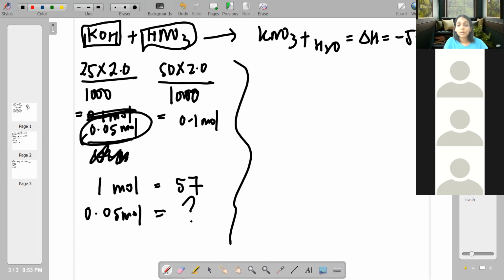And Arif, either one of you answer, teacher. If 1 mole is 57, 0.05 mole is what? What must you do here? Cikgu, bagi 2 ke? We don't bahagi 2, tapi kita darab silang. Good try. We must darab silang sebab cikgu nak cari yang ni.